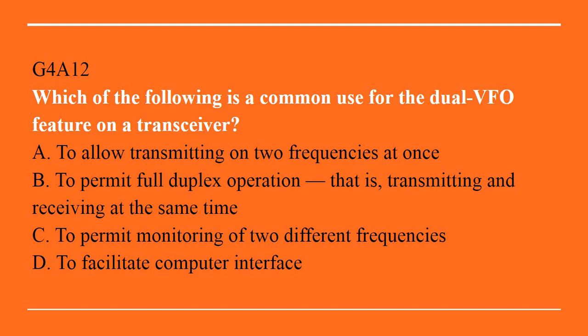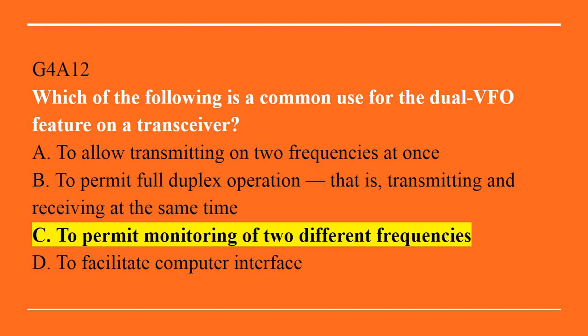G4A12. Which of the following is a common use for the dual VFO feature on a transceiver? A. To allow transmitting on two frequencies at once. B. To permit full duplex operation, that is, transmitting and receiving at the same time. C. To permit monitoring of two different frequencies. Or D. To facilitate computer interface. Answer is C. To permit monitoring of two different frequencies.